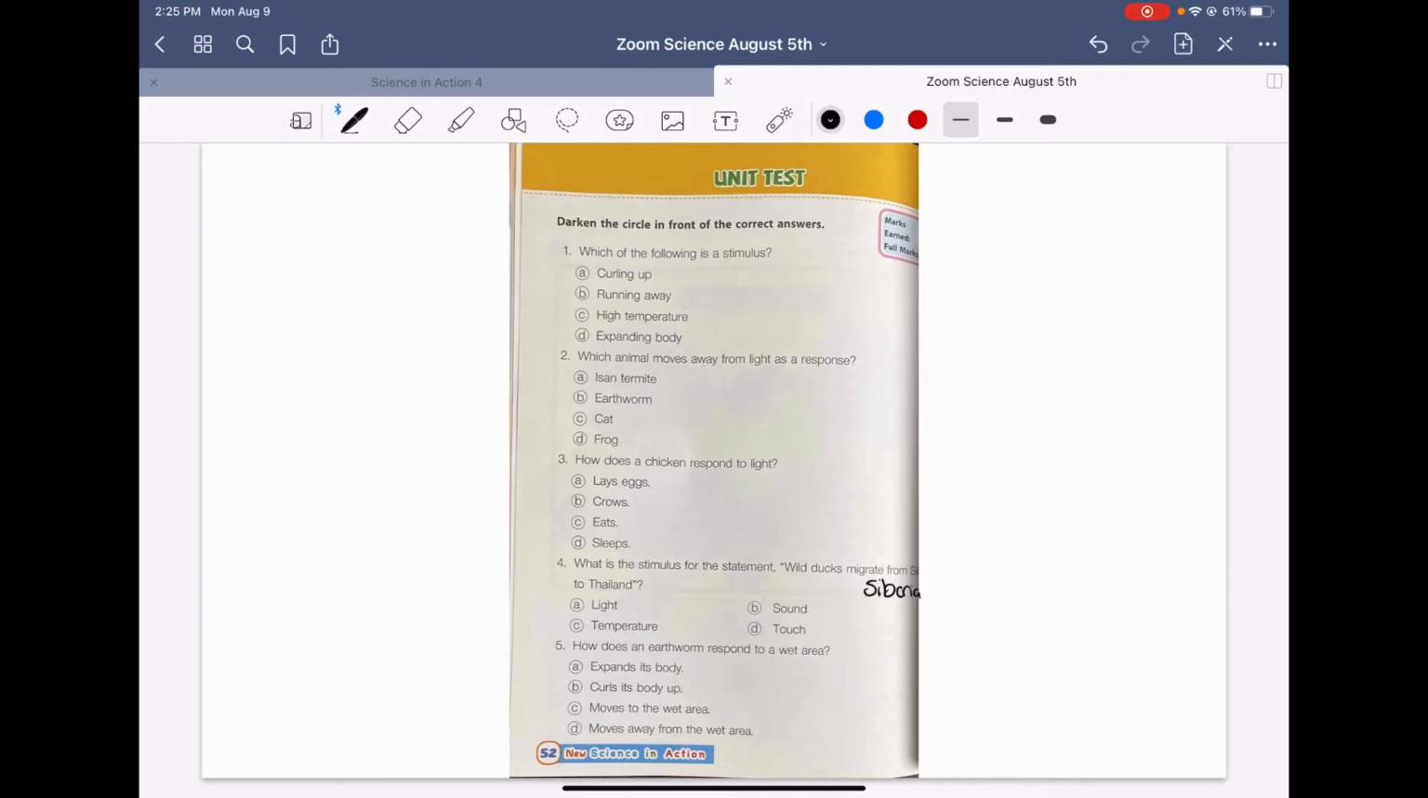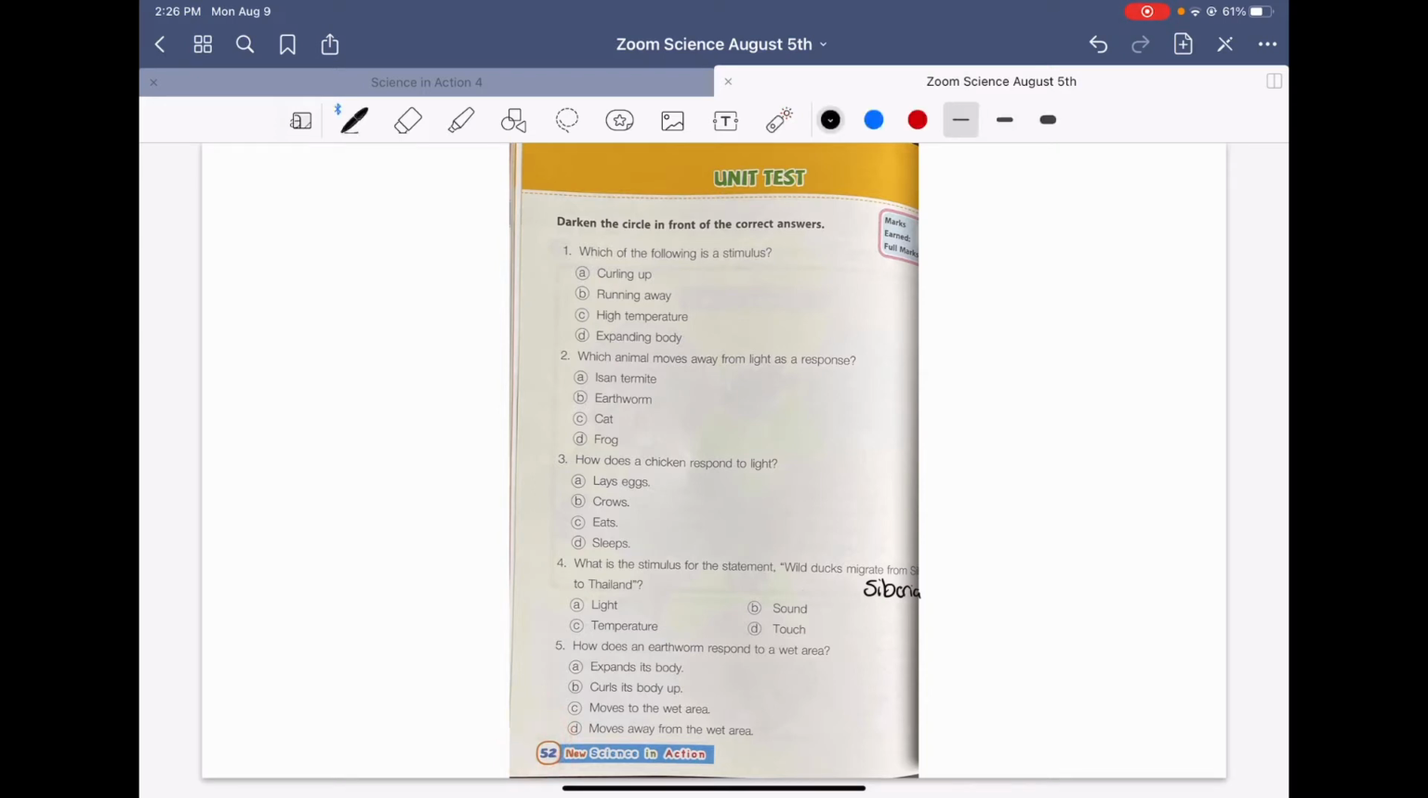Today we're going to be learning about science. Last time we learned about animal stimulus and we took a small quiz about it. So here I have some extra questions about animal stimulus we didn't finish from last time. We're going to take a look at our books on page 52.